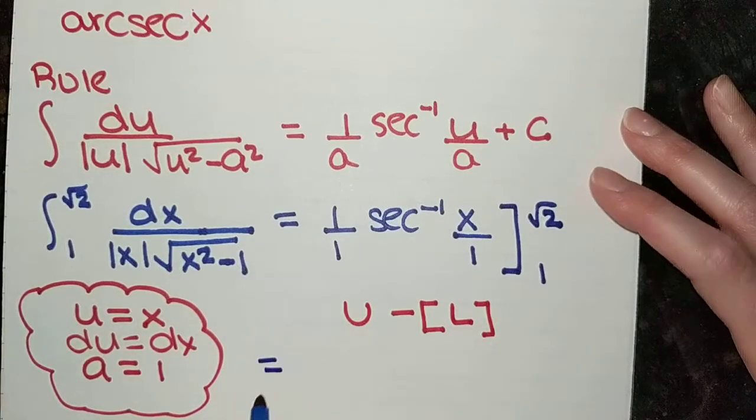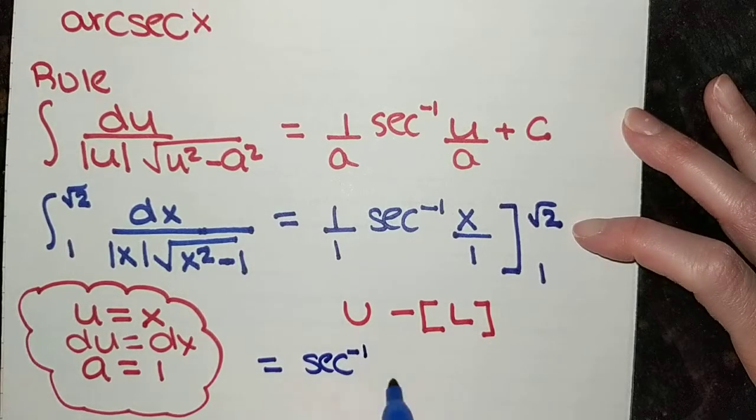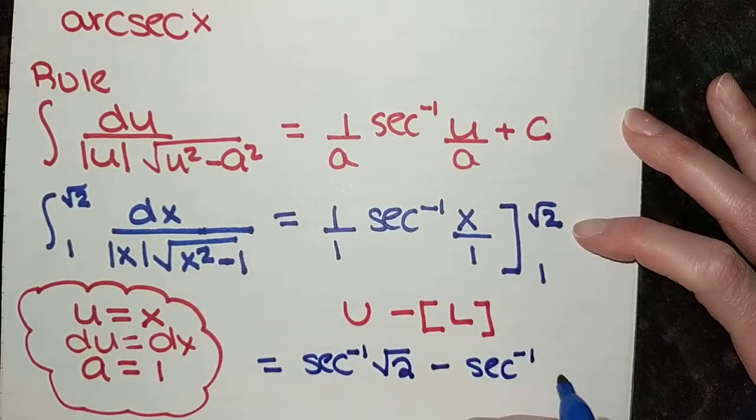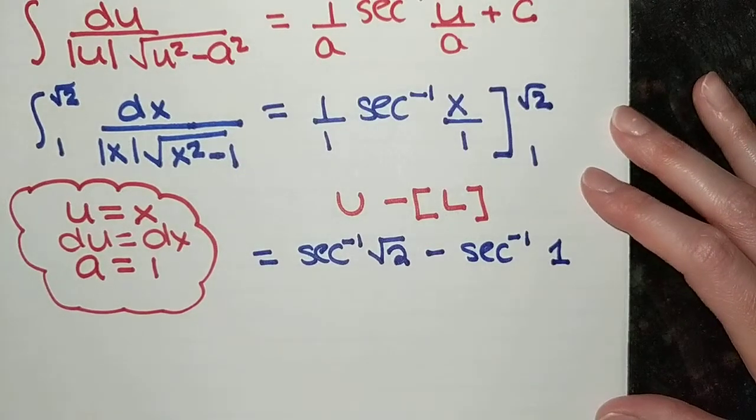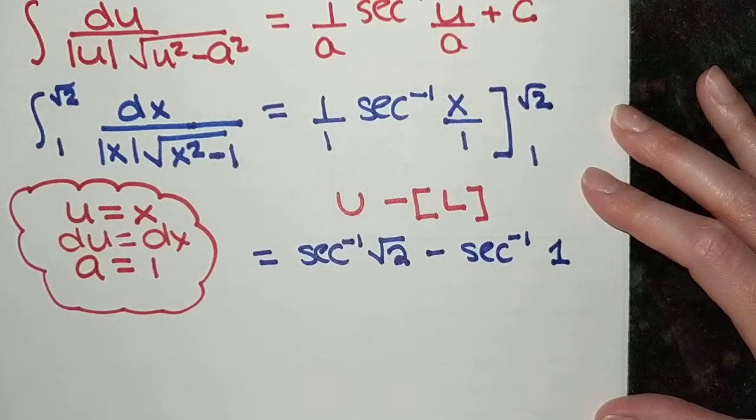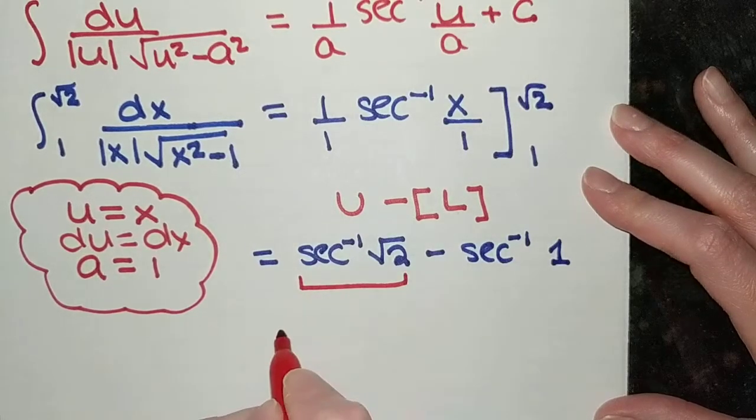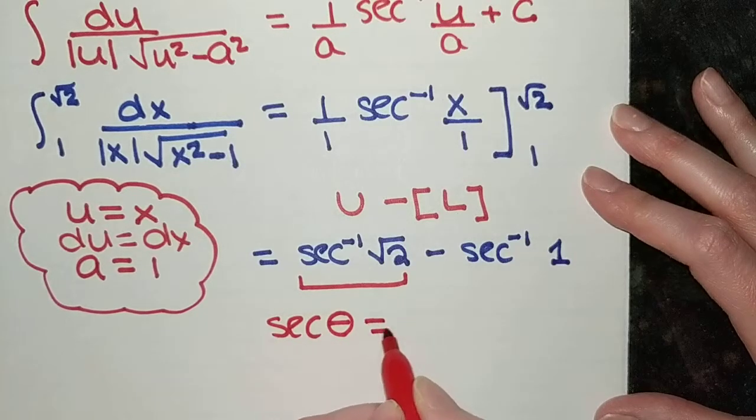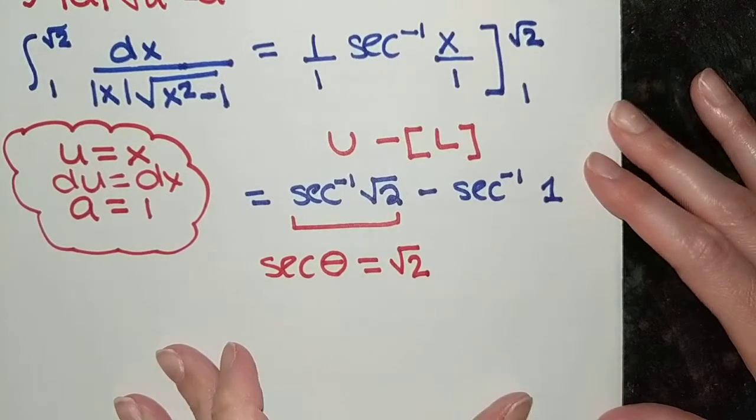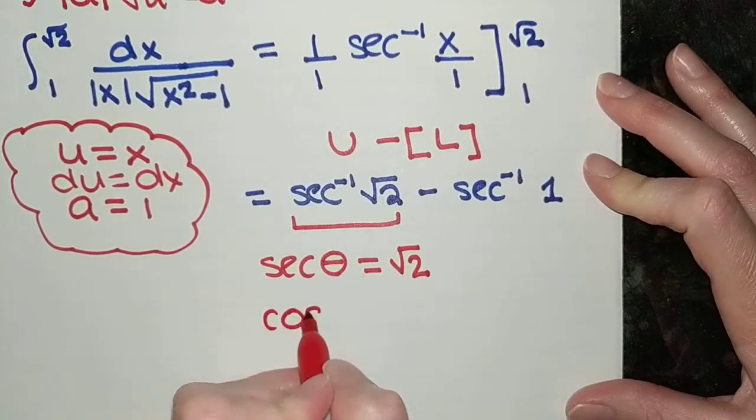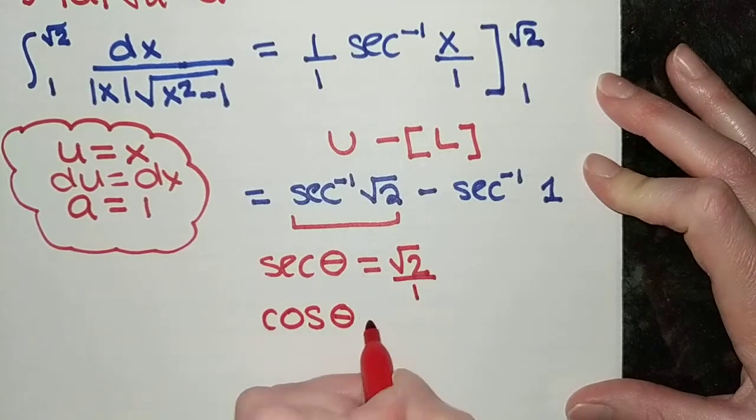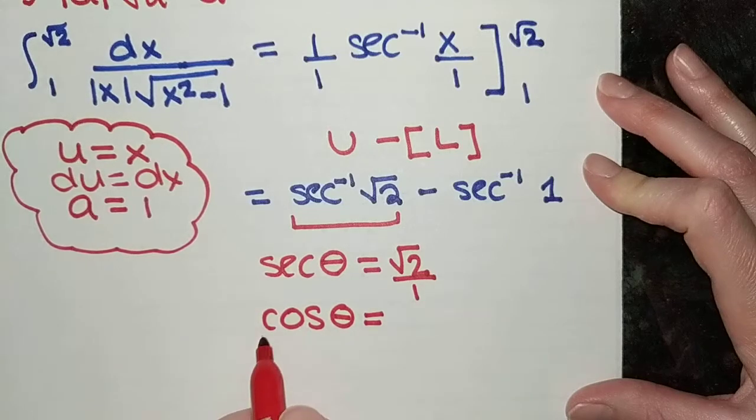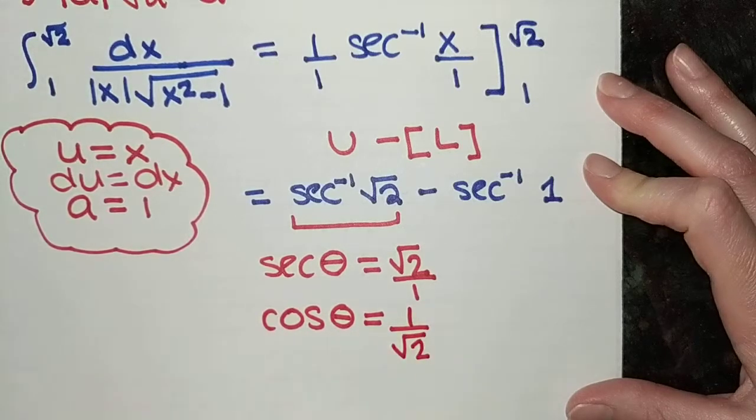So we'll start with the secant inverse square root 2 minus secant inverse of 1. Now remember that secant inverse, the question that you're asking yourself is what angle theta, secant of that theta gives us square root of 2. And to answer that question, you're really asking yourself, if you think about the square root of 2 as over 1, what angle's cosine is going to be 1 over the square root of 2.